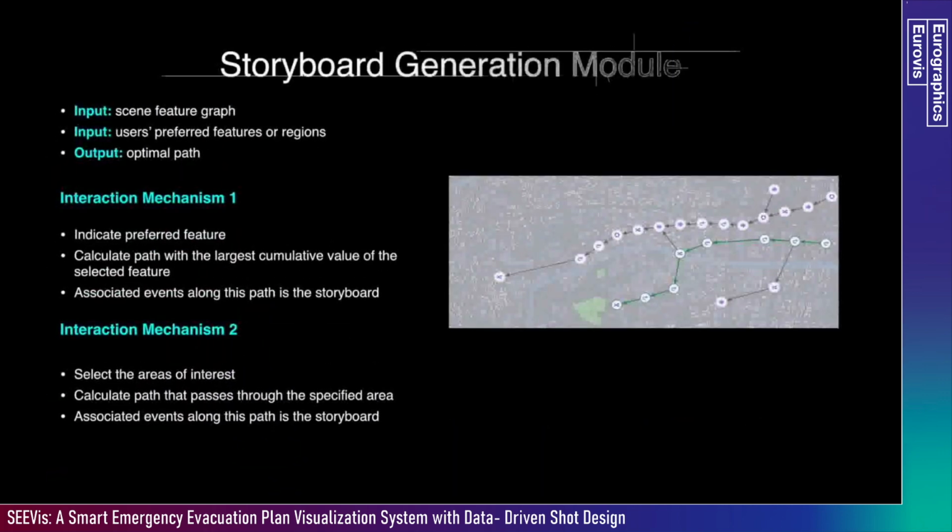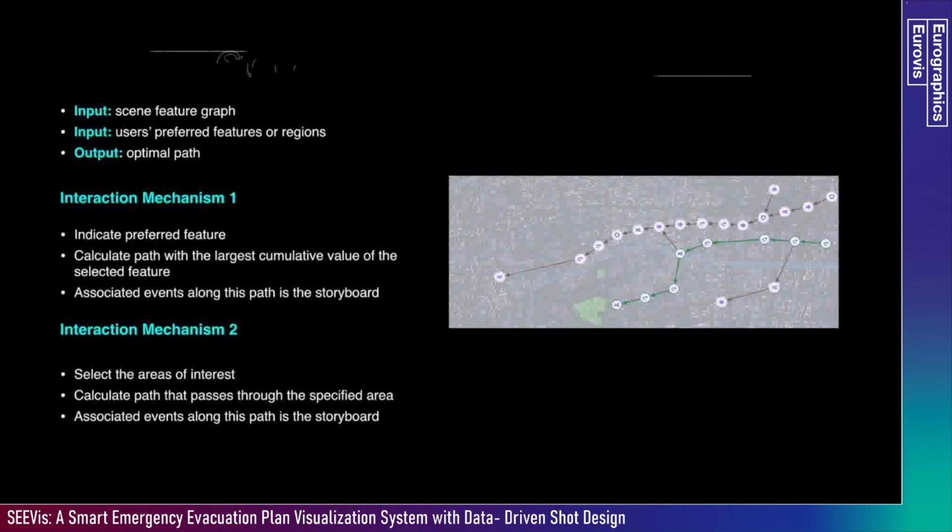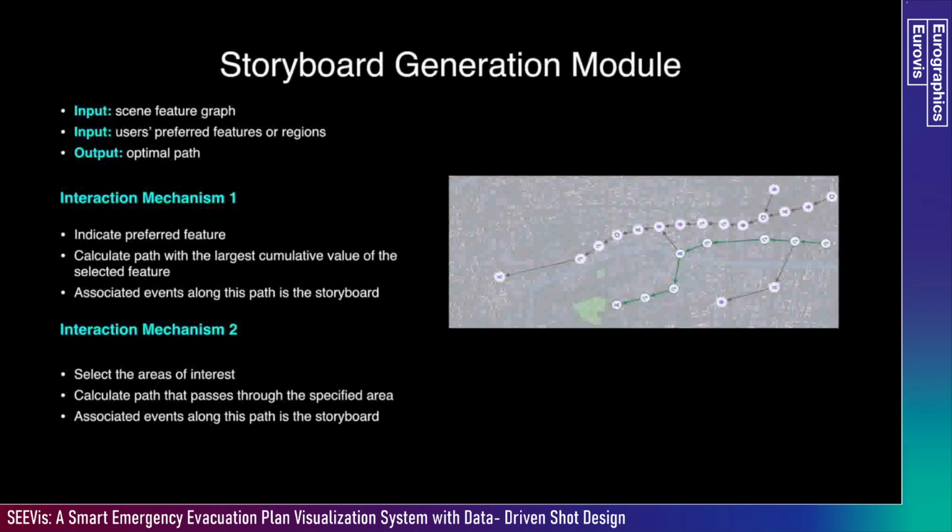The second step is to generate the storyboard. As you can see, the input is the feature graph from the last step. Users can indicate the preferred features or regions, and the module will generate the optimal camera path. Actually, there are two ways for the users to indicate their purposes.